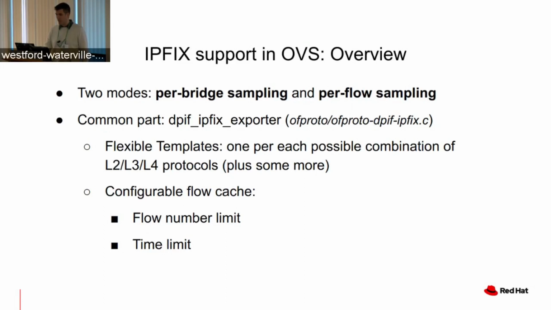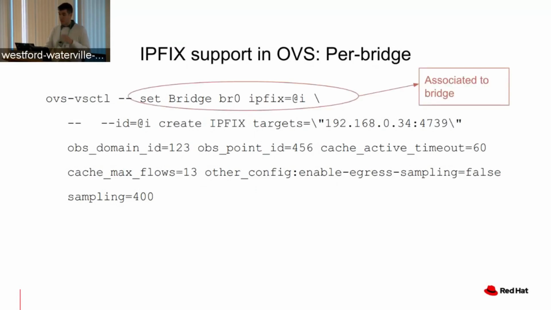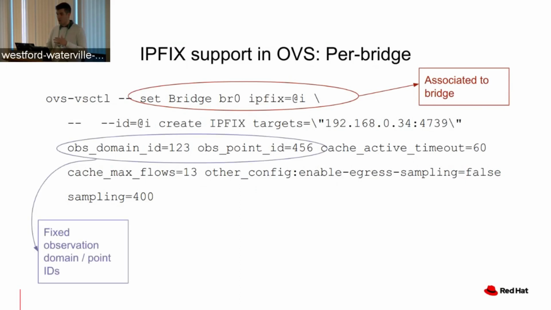So let's start with OVS per-bridge mode. This is a command line that you can use to configure per-bridge mode in OVS. So let's try to break it down. First thing is, it is associated with a bridge, as its name suggests. So you are associated with a specific OVS bridge. You fix an observation domain and observation point ID. You just set it in the command line or in the OVSDB.